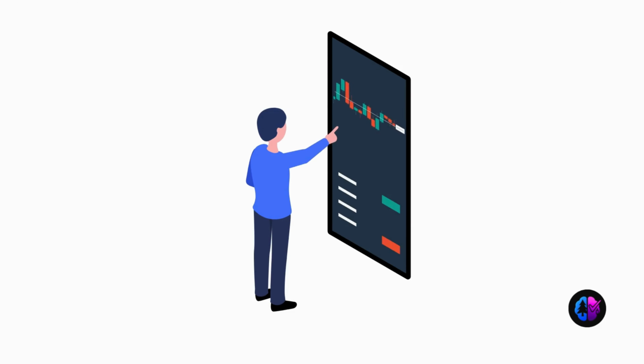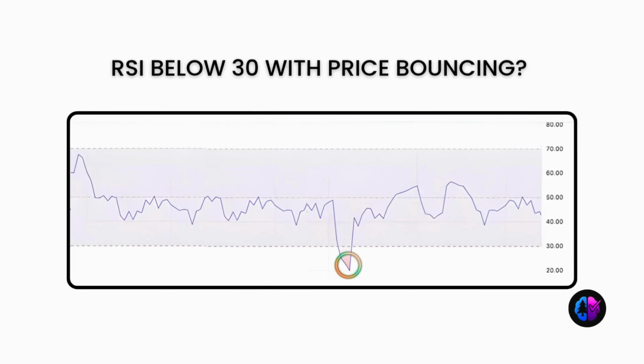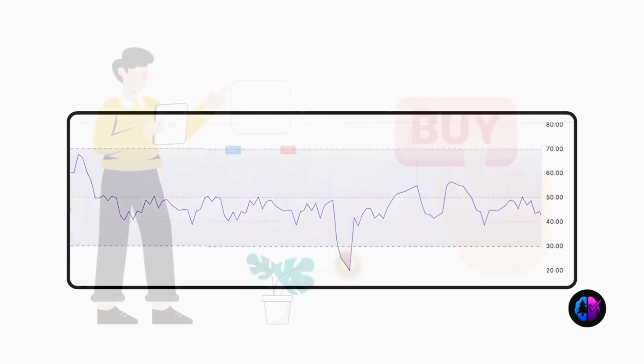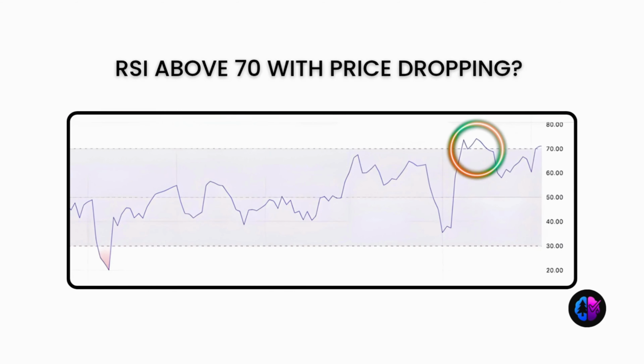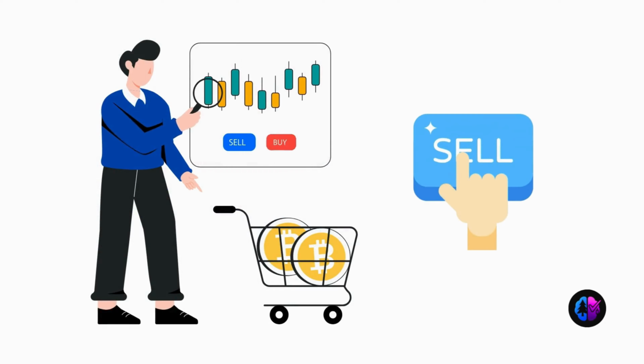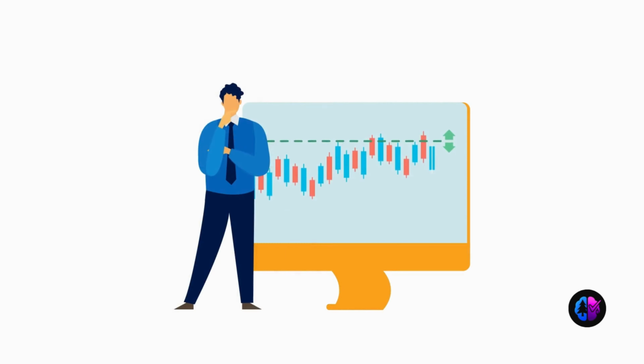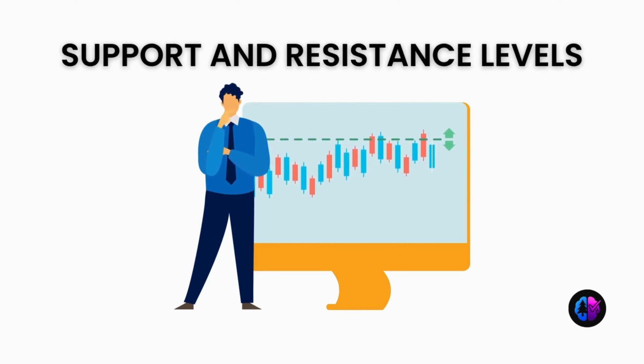Watch how price reacts at these levels. RSI below 30 with price bouncing? Strong buy opportunity. RSI above 70 with price dropping? Time to consider selling. Next up, support and resistance levels.